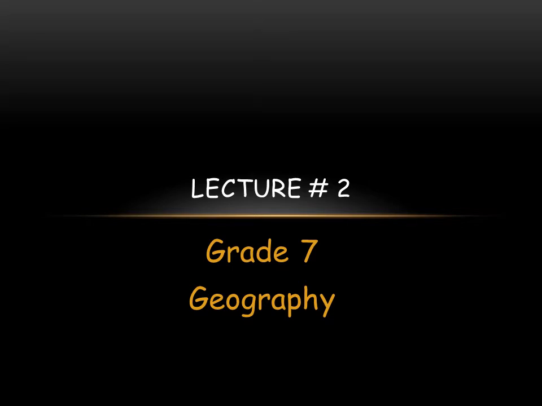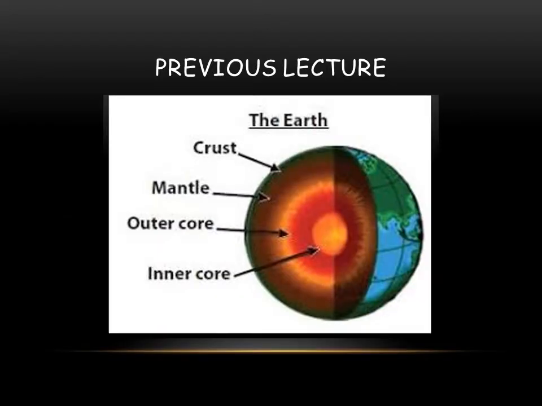This is my second lecture for grade 7 geography. In the previous lecture, we learned about the interior structure of the earth. And I told you that the earth has three distinct layers: the crust, the mantle, outer core and inner core.